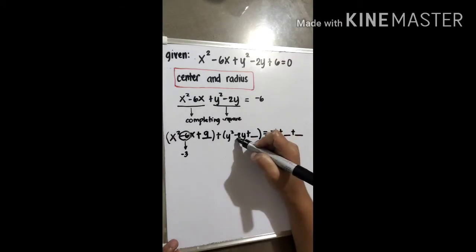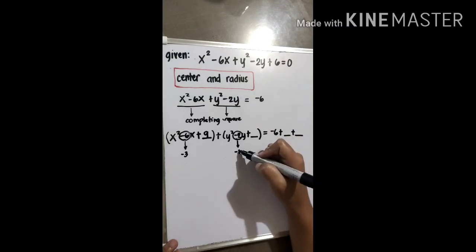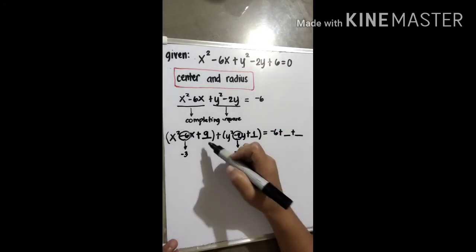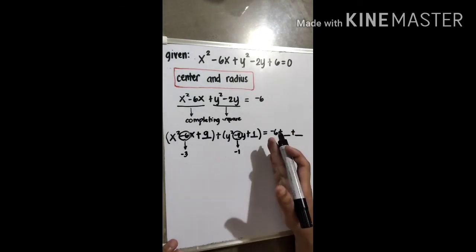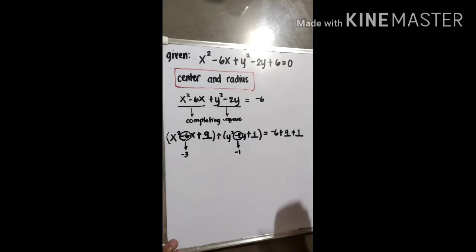On the other hand, we have here the b, or the linear term, which is negative 2. We also have to divide it by 2, so the answer is negative 1. And then we have to square the quotient, which is negative 1. So we will have negative 1 multiplied by negative 1, and that is 1. So we have added here the terms 9 and 1, and that should be added also on the right side of our equation. So we have here plus 9 and plus 1.